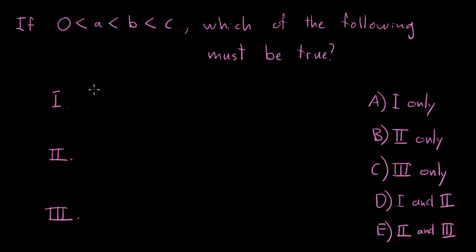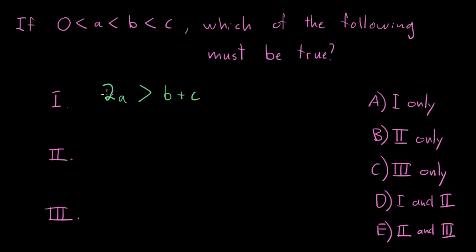Roman numeral 1. Based on this information, must it be true that 2a is greater than b plus c? Well, if we're using algebra, nothing jumps out at me as a very obvious way to simplify this. But I think we could do something to make it a little bit easier to think about. Right now, this side is a sum of two quantities, and this side is just 2 times something. But it might be easier to compare the two sides if they were more similar.